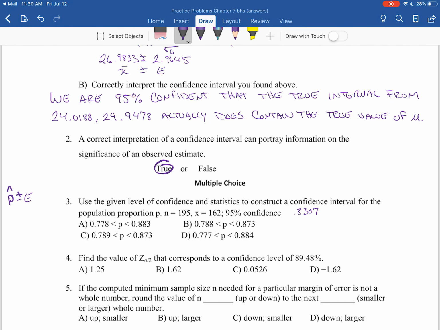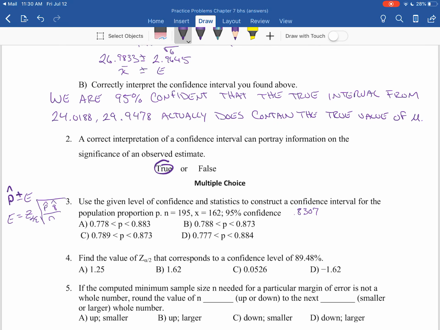0.8307. When we want to find the value of e, e is equal to our z of alpha over 2 times the square root of p hat times q hat over n. So p being the probability of success, q being the probability of failure. We know the probability of success is going to be 0.8073. Probability of failure is going to be 1 minus that.